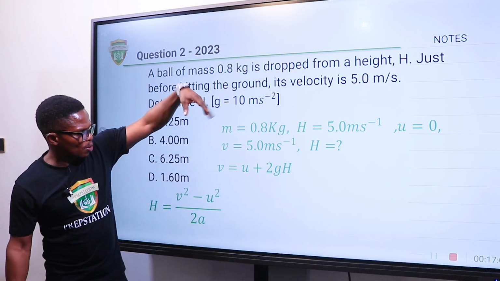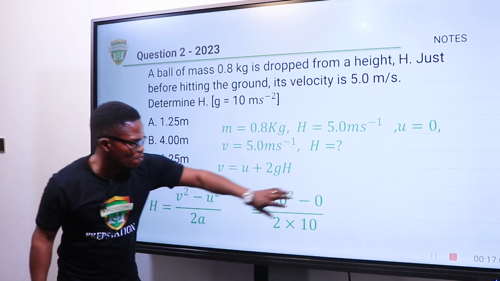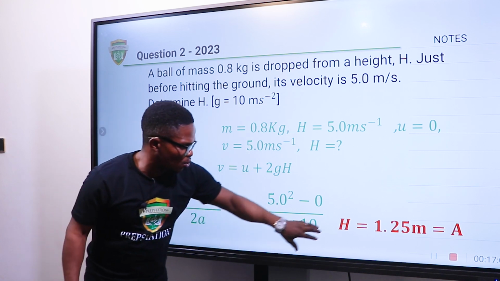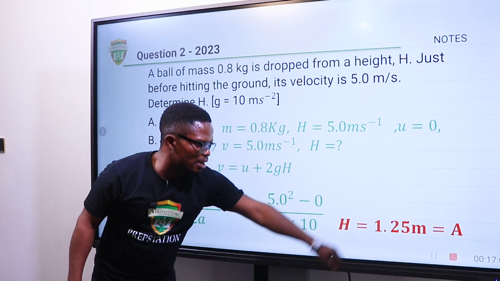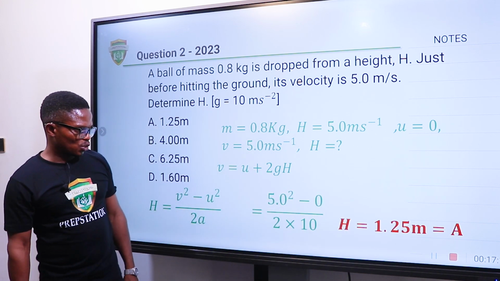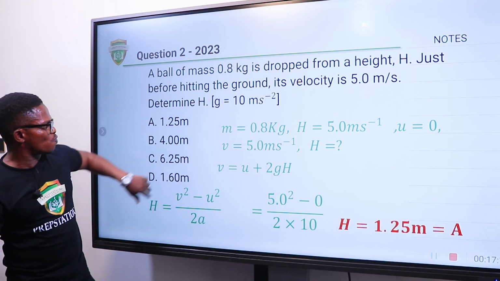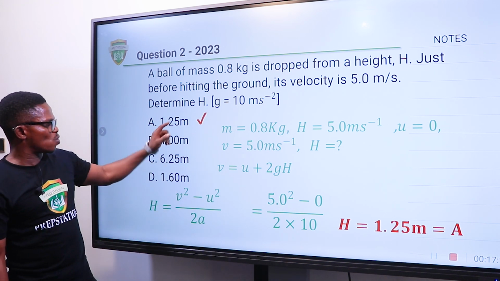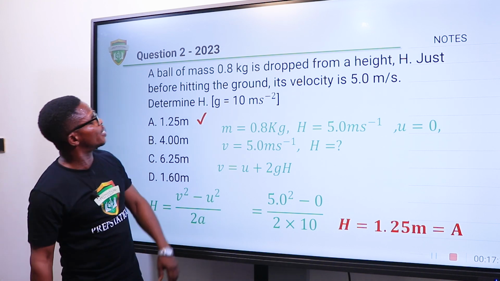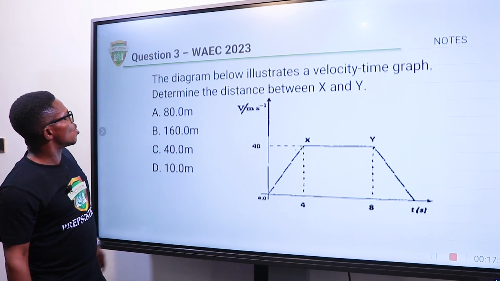So what next? Substitute the values. Use your calculator to play with the values and then you get this answer. So the correct answer here is A, 1.25. Okay, fine, that's good. 1.25 as is rightly checked there. Let's move quickly. More questions to go.